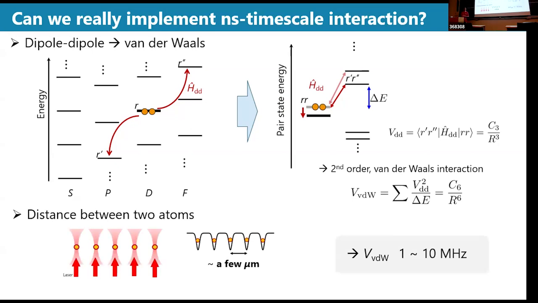I'm confused. So you have this out to the sixth interaction. You had out to the cube in the previous slide. Yeah, I'm sorry. So this is the interaction you have.